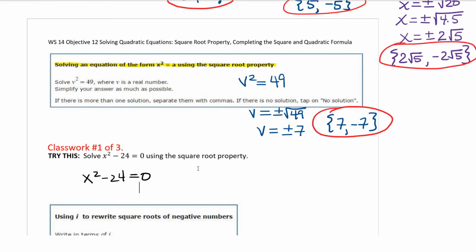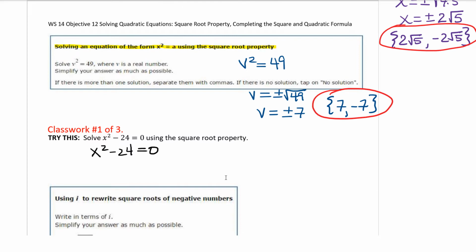Okay, we're solving using the square root property. Notice that, in fact, we would have to use the square root property for this problem because it does not factor. 24 is not a perfect square. So it's a good thing we have this other option. So what you would do is you would isolate the x squared part by adding 24 to both sides. That's going to give you x squared equals positive 24. And then you're going to apply the square root property.